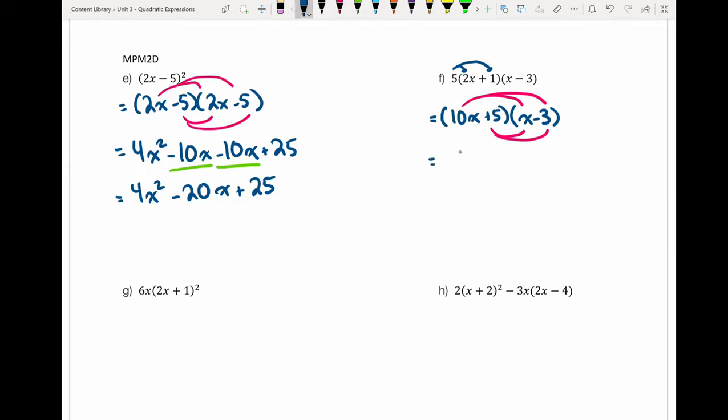So 10x times x is 10x squared. 10x times negative 3 is negative 30x. 5 times x is positive 5x, and 5 times negative 3 is negative 15. You see that I have some like terms. So 10x squared, then we have minus 25x minus 15.